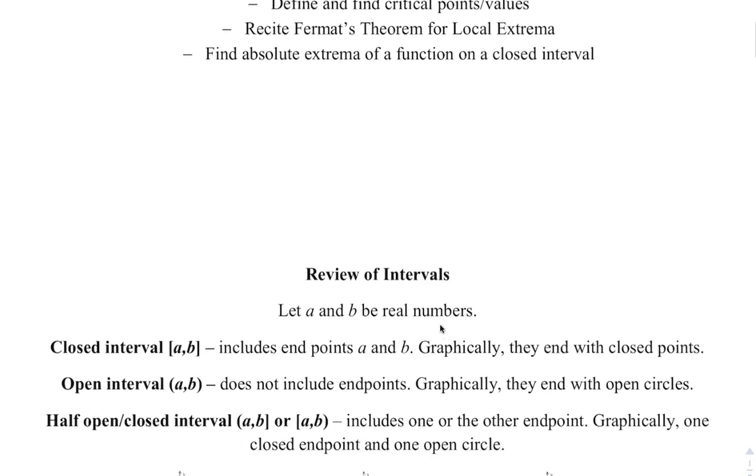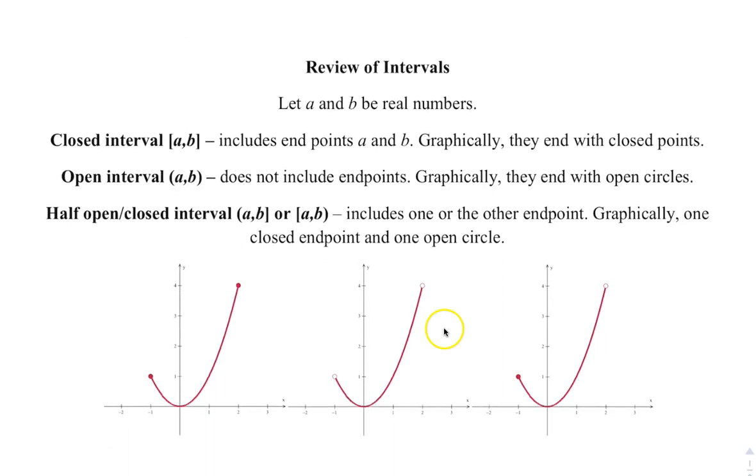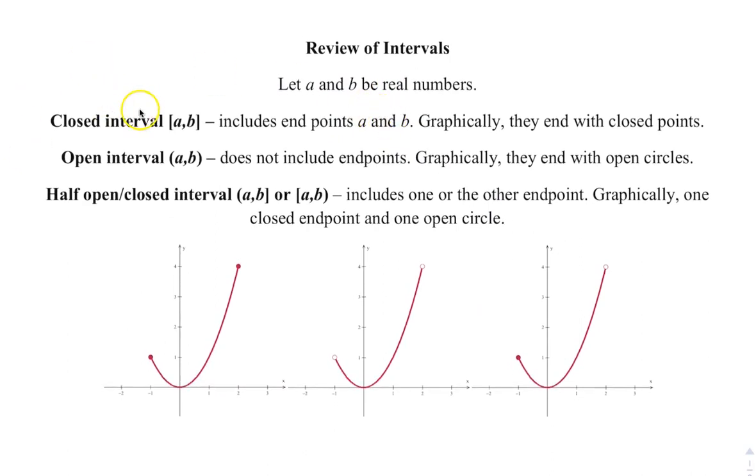Before we get started, let's do a quick review of intervals. Let a and b be real numbers. A closed interval includes the endpoints a and b, and graphically they are closed points. Like right here, this is a closed interval. You have the closed endpoints, so you'd say your domain goes from -1 to 2. I use brackets to identify it's a closed interval.